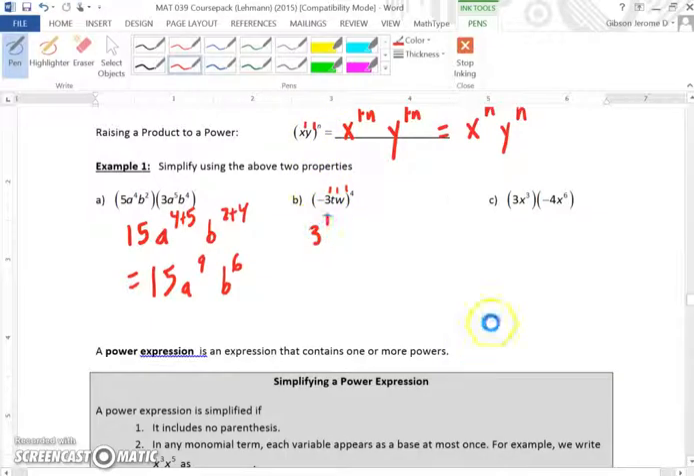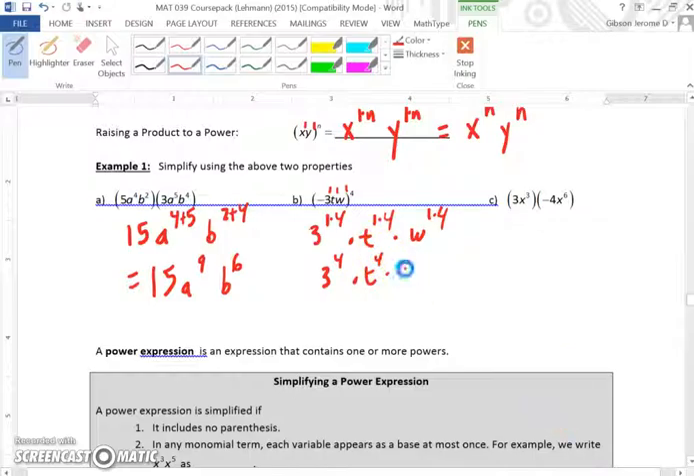So it'll be 3 to the 1 times 4 times t to the 1 times 4 times w to the 1 times 4, because we multiply these exponents. So this will give us 3 to the 4 times t to the 4 times w to the 4. Now, 3 to the 4th power will give us 81. Then we will add t to the 4, w to the 4, and we're done.